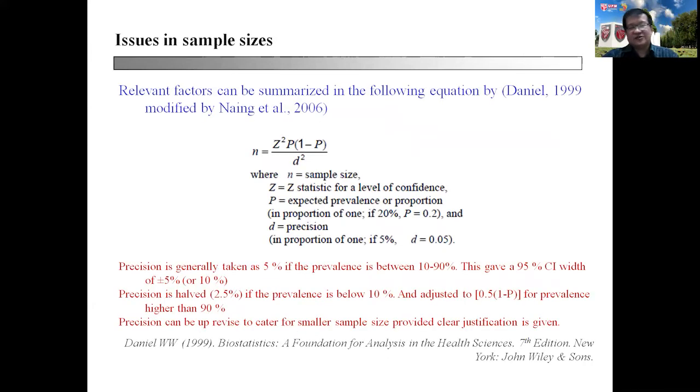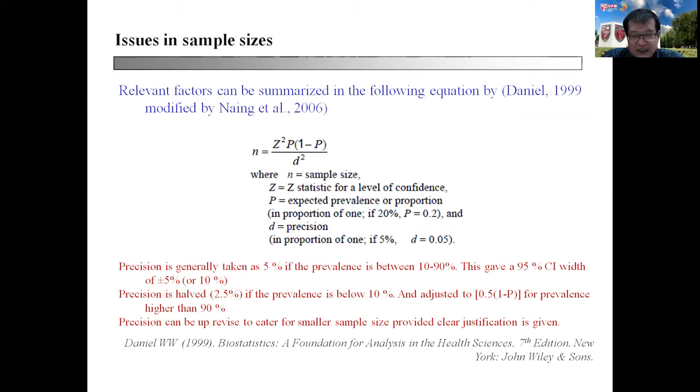So having said that, those are the 5 models that you can use for observational type studies, we need to determine the sample size. Relevant factors can be summarized in the following equation by Daniel, modified by Naing in 2006. So these will be the factors determining study sample size given by this particular formula here.